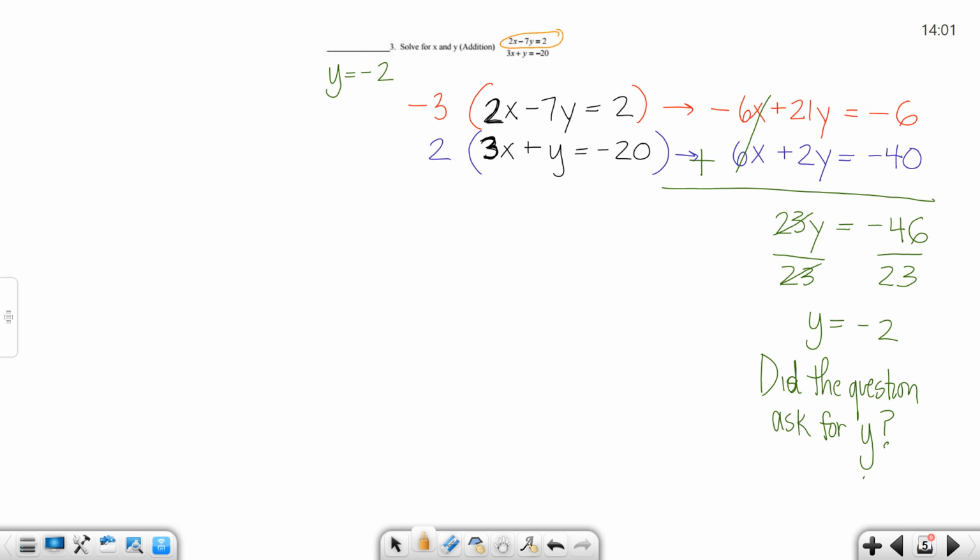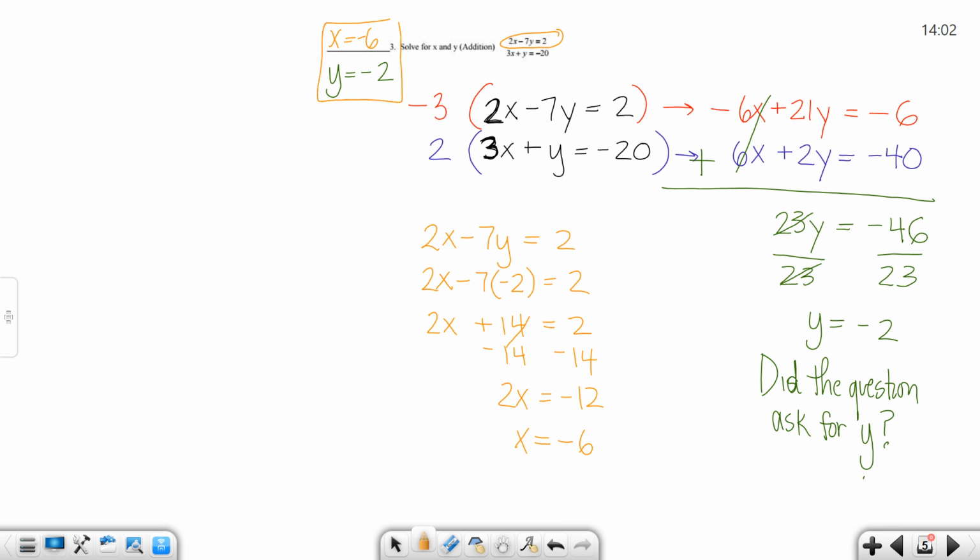I'm going to go with the top one. So the equation is 2x minus 7y equals 2. Any equation would work. Y, I know, is negative 2. So this would be 2x plus 14 equals 2. So 2x would equal negative 12, and x would equal negative 6. So that's how that one would work.